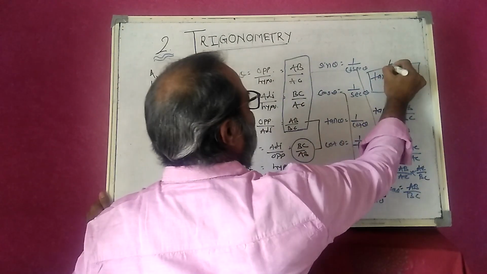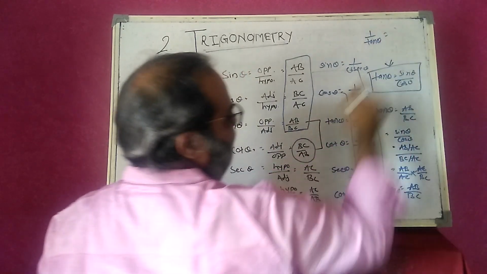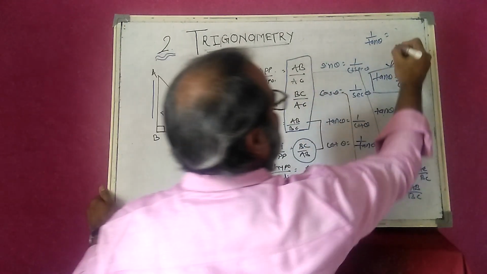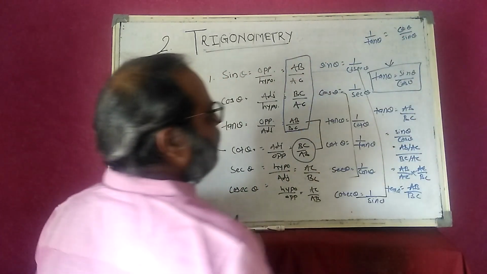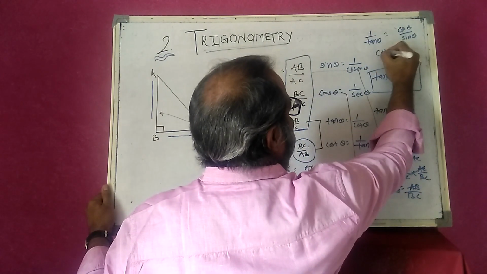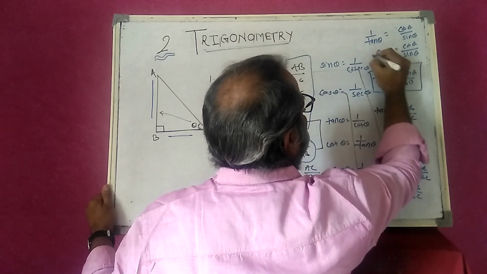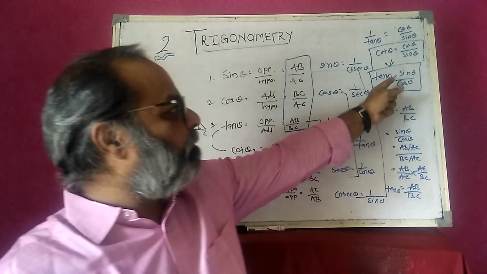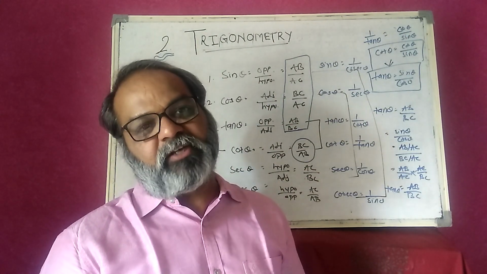So taking the inverse, 1 upon tan theta. So taking the inverse of sin theta upon cos theta, just replace it. Here it is cos theta upon sin theta. And what is 1 upon tan theta? It is cot theta, so cot theta is equal to cos theta upon sin theta. This is the new ratio we get from tan theta. So from these two ratios, you can solve as many problems as you want.